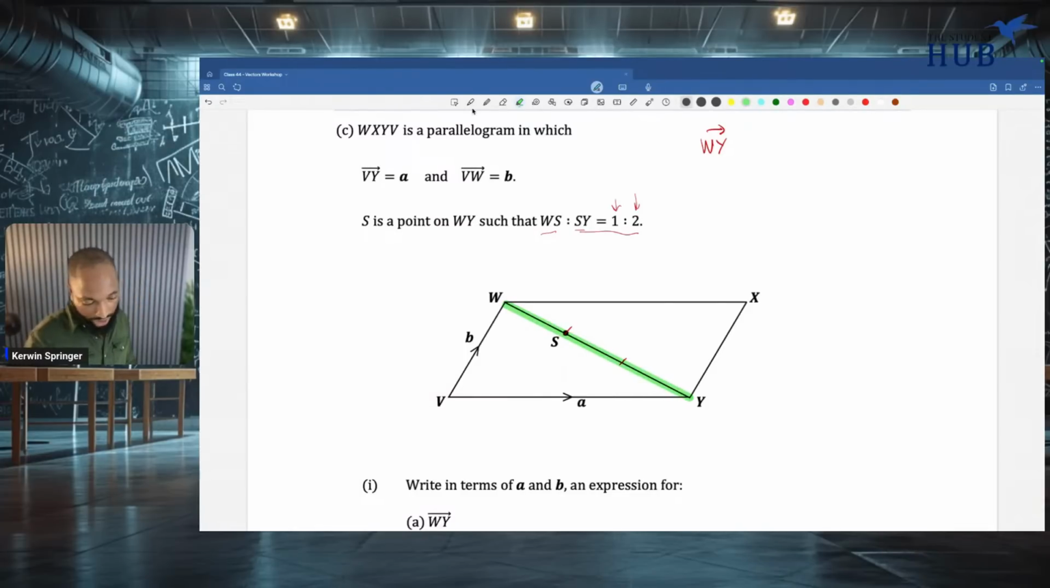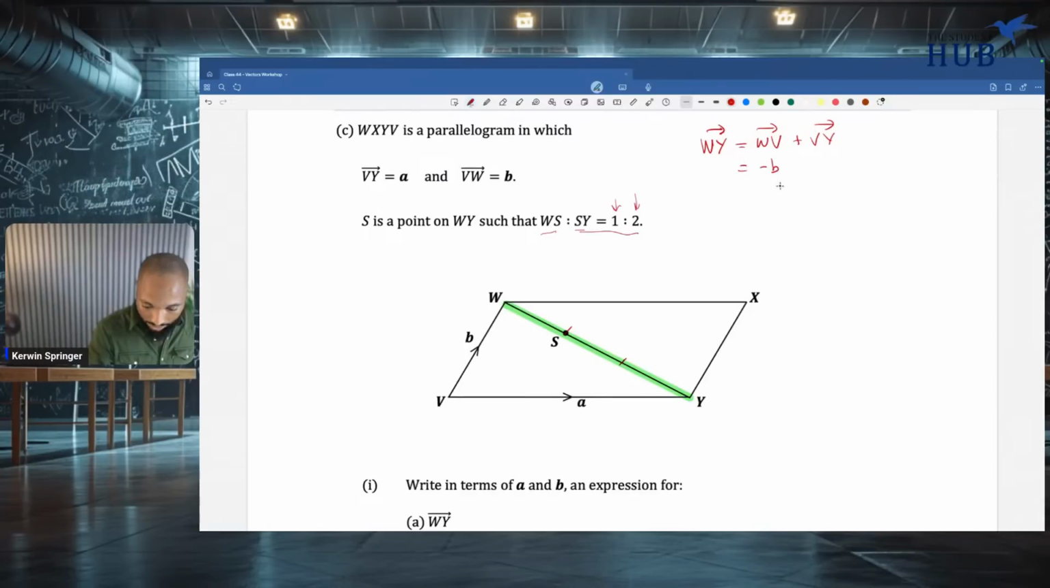I don't know it yet, but I could go from W to V and then V to Y. See it? W to V, and then add up V to Y. W to V means minus B, and V to Y is A, and you're done there. Now, you could rearrange that, right? A minus B, like swap it around. Don't switch each sign, keep the sign, and you'll be good.